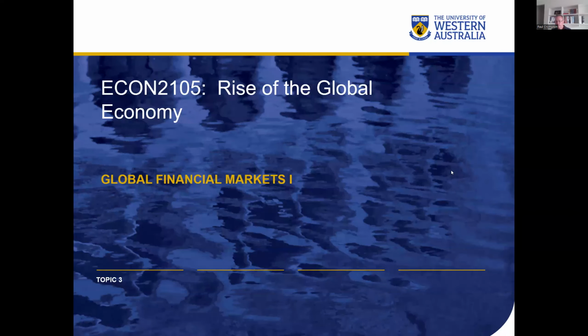Topic 3, Global Financial Markets Part 1. What I mean by global financial markets is basically what we call in macroeconomics debt markets. So we're going to introduce the first type of debt instrument and learn about those particular debt markets and also the interest rates on those types of debt as well.